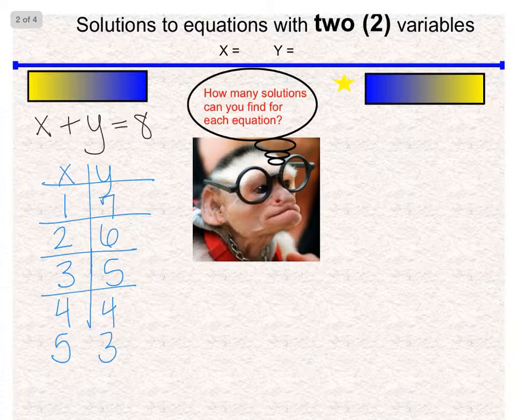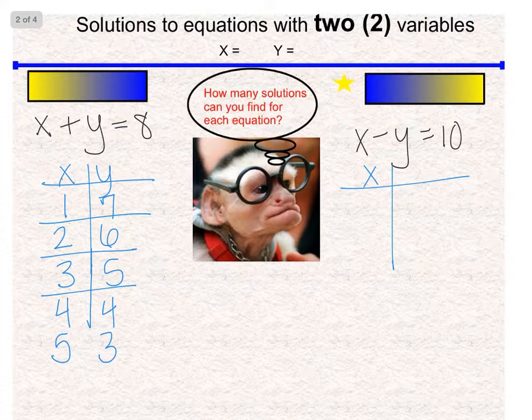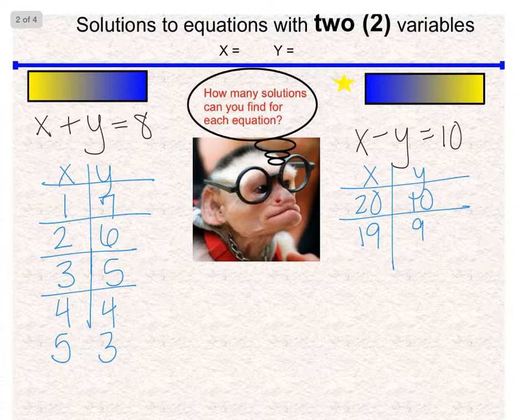How about the equation x minus y equals 10? Let's consider some options. If x was 20, 20 minus what would give us 10? Well, 10. 20 minus 10 is 10. If x was 19, 19 minus what is 10? Well, that would be 9. 19 minus 9 is 10.